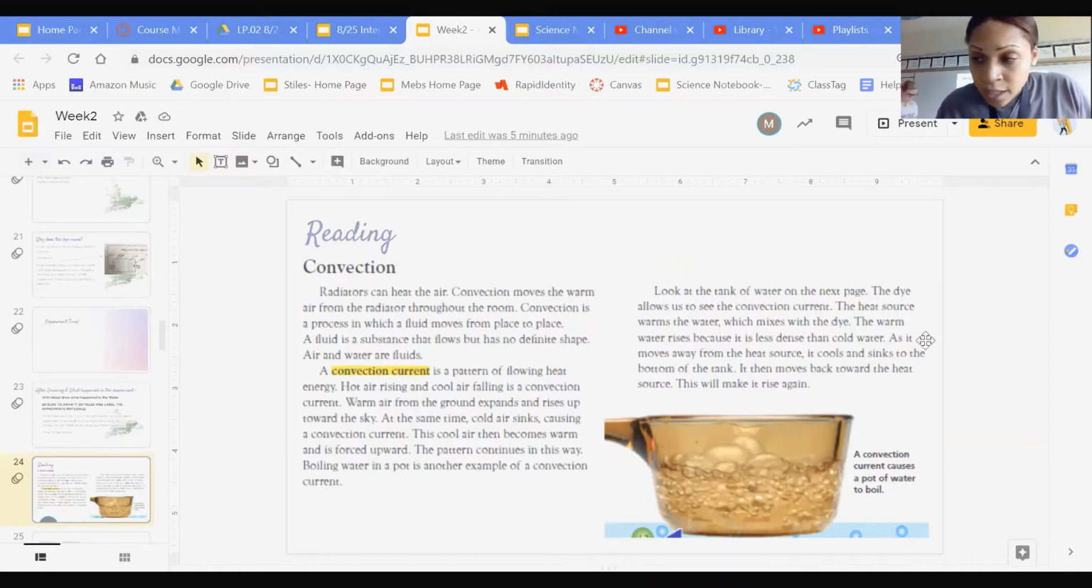All right, so the next paragraph says, look at the tank of water on the next page. The dye allows us to see the convection current. The heat source warms the water, which mixes with the dye. The warm water rises because it is less dense, which we're just gonna say it's lighter. It's less dense than cold water. As it moves away from the heat source, it cools and sinks to the bottom of the tank. It then moves back toward the heat source. This will make it rise again.